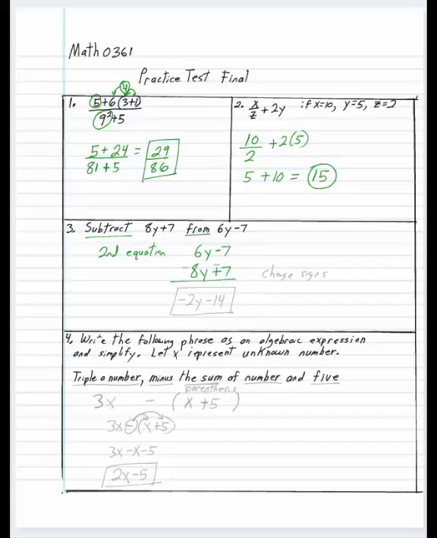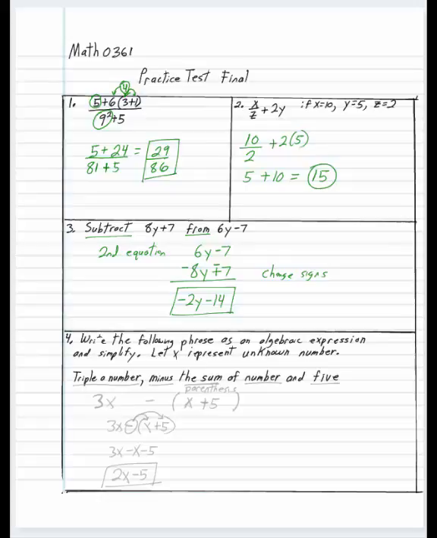Now for the expression on the bottom, 8y plus 7, change the signs. 8y and 7 are both positive, so let's change them to both negative. And now we're able to combine like terms. 6 minus 8 is negative 2y. Negative 7 minus 7 is negative 14. And that's our answer.